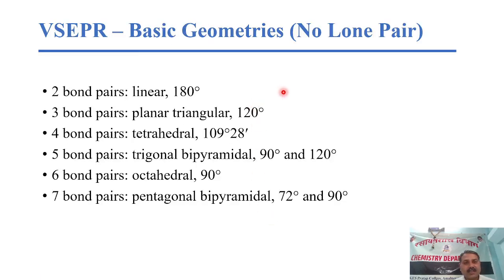What are the basic geometries according to VSEPR theory? 2 bond pairs means linear molecule and bond angle is 180 degrees. 3 bond pairs means planar triangle, bond angle is 120 degrees. 4 bond pairs means tetrahedral geometry and the bond angle is 109 degrees 28 minutes. 5 bond pairs, the expected geometry is trigonal bipyramidal and the angles are 90 degrees and 120 degrees. For 6 bond pairs, the expected geometry will be octahedral and all bond angles are 90 degrees, and for 7 bond pairs the geometry of the molecule is pentagonal bipyramidal and the bond angles are 72 and 90 degrees.